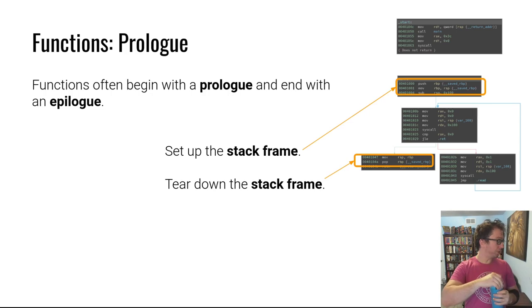So we skipped over the beginning and the end. Functions have a beginning and end, of course, and they have in the beginning a prologue and in the end an epilogue. The prologue sets up what is called the stack frame for the function. The epilogue tears it down. Let's dig into what this means.